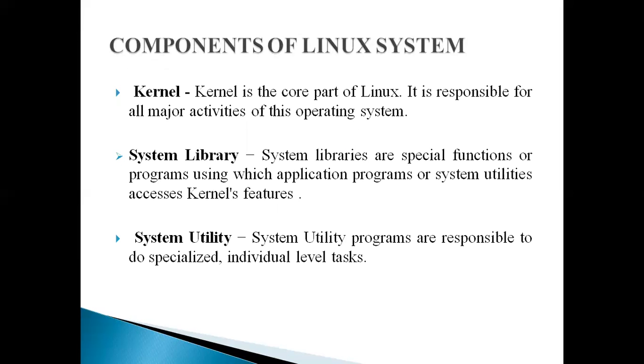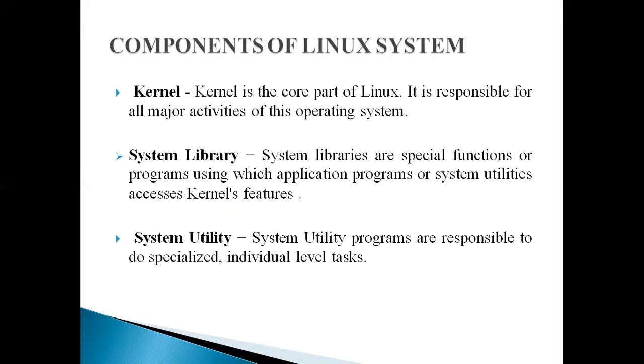Coming to the components of Linux, these are the three major components of the Linux system. Those are kernel, system libraries, and system utilities. Kernel, as we all know, is the core part of Linux. It is responsible for all major activities of this operating system. It consists of various modules and interacts directly with the underlying hardware. Kernel provides the required abstraction to hide low-level hardware details from system or application programs.